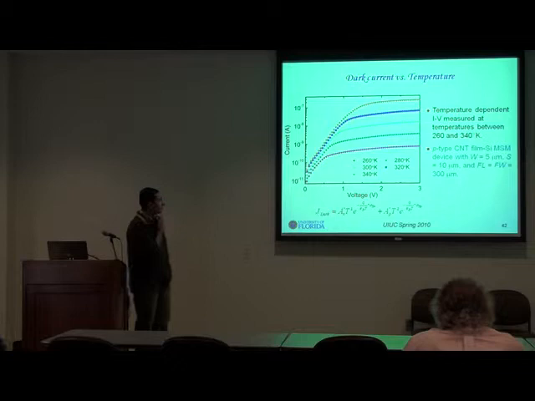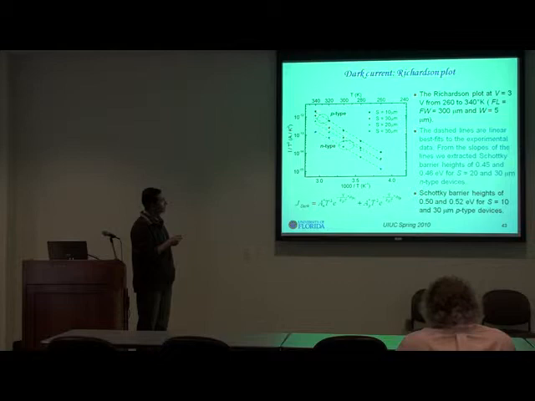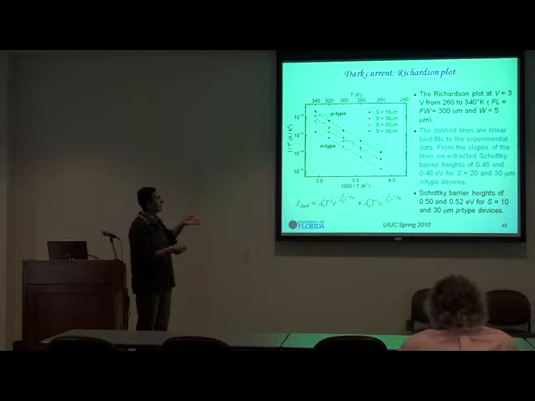If you use some simple Schottky theory based on thermionic emission with two different barriers, for electrons and for holes, you get an equation simply like this. And if you rearrange this equation, you can plot the current over T squared as a function of 1 over T to extract the barrier heights for electrons and holes. This is called the Richardson plot, and it's plotted here. It gives you data points to which you can fit a line, and from that slope we can extract the barrier heights.